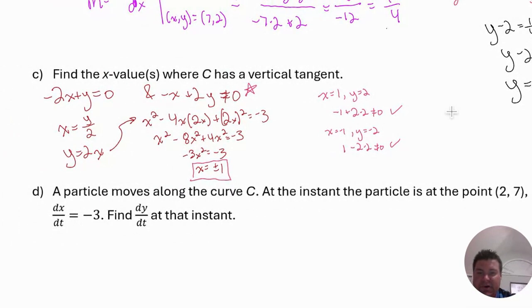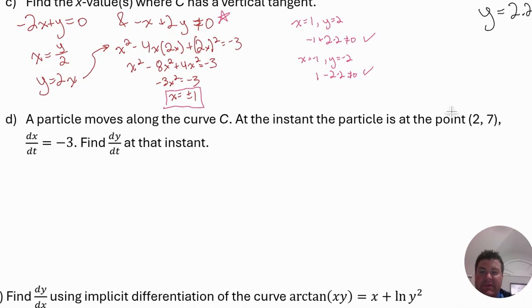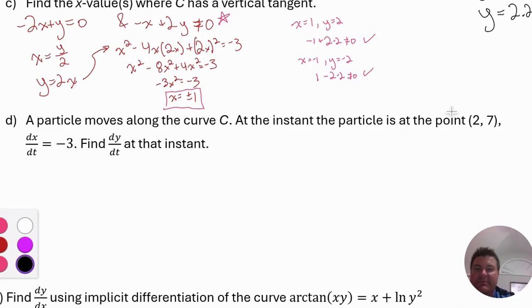Going into this last part here, there is going to be a little bit of related rates. A particle moves along the curve C. At the instant the particle is at (2, 7), dx/dt is negative 3. Find dy/dt at this moment. So we're going to go back and implicitly differentiate this equation.